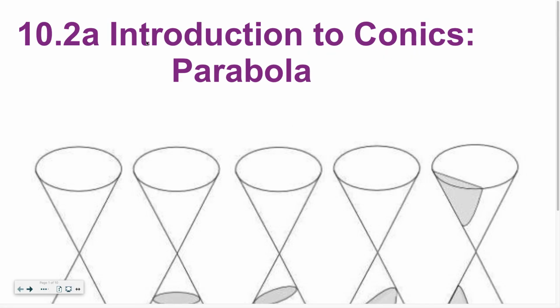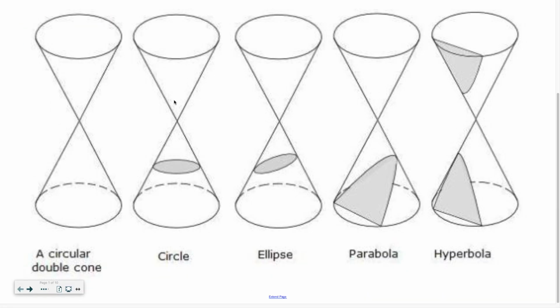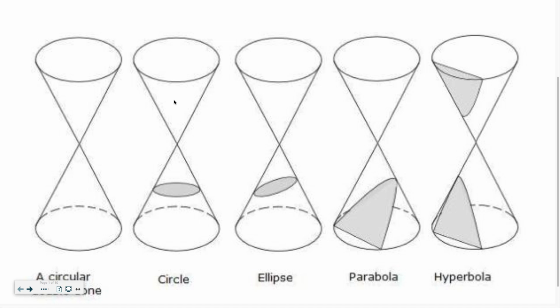As you saw in that video, we have a double cone where we are cutting through the cross sections. You don't have to draw this. We're cutting through the cone for the different cross sections. So we have 4 different conic sections. Okay, we have a circle, an ellipse, a parabola, and a hyperbola.